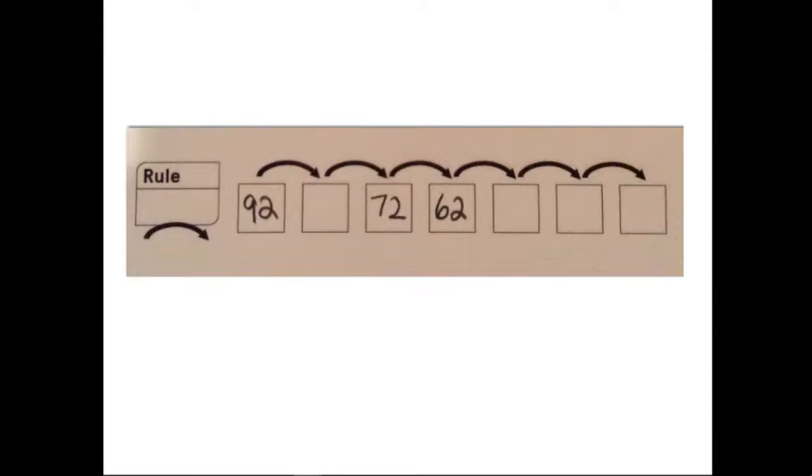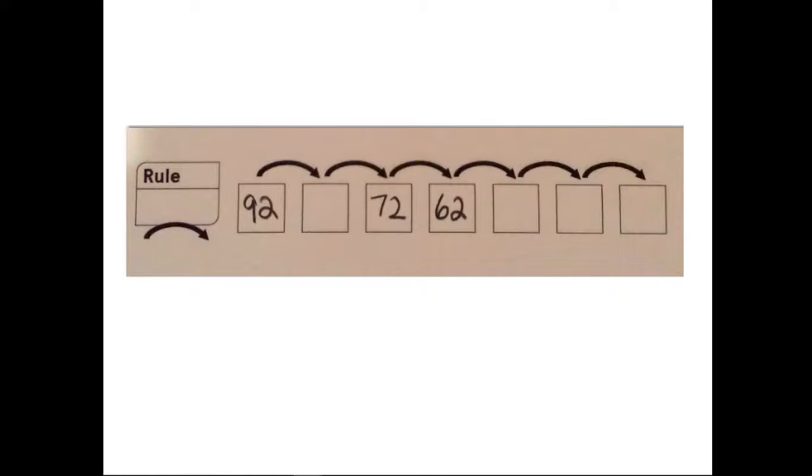We have another example of a frames and arrow problem. In this particular case, we are given a number to start our frame, then no number in a frame, then we have a number in a frame, a number in a frame, and then several more blank frames. We are also missing the rule for this particular problem.